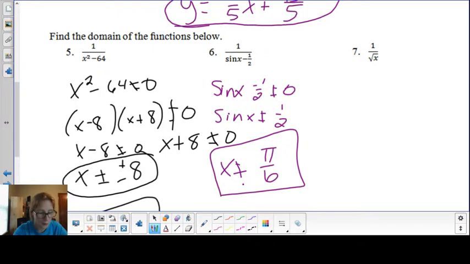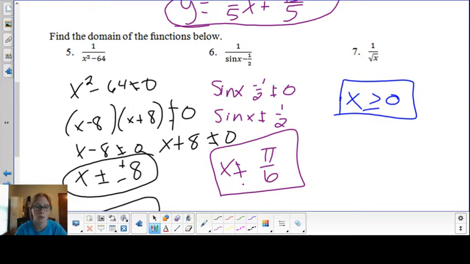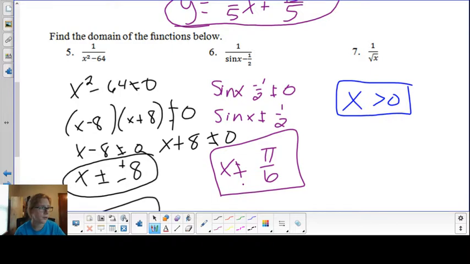Last one, square root of x. You cannot take the square root of negative numbers. There's nothing else going on. So in this case, all we want is x to be greater than 0. Or equal to. Because we can take, no, we don't want it equal to, because, well, I can take the square root of 0, but I do not want 0 on the denominator, so we do not want equal to. My apologies, guys.